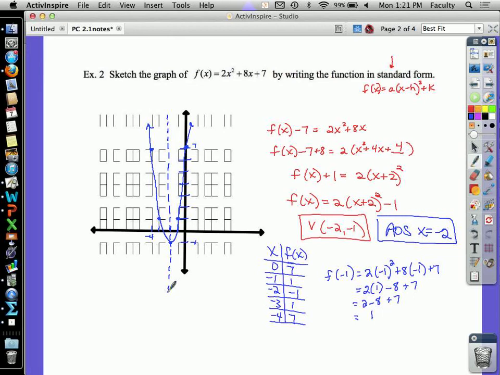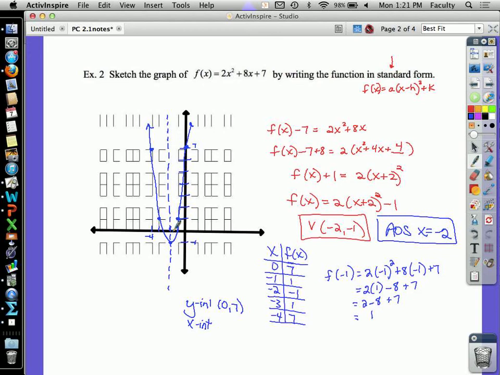Now if you remember, we talked earlier in chapter 1 about graphing. And something you need to include with a graph are your intercepts. Well, we can tell the y-intercept is 0, 7. But the x-intercepts are not at -1 and -3, even though they look awfully close there. They're clearly not because they're in my table.